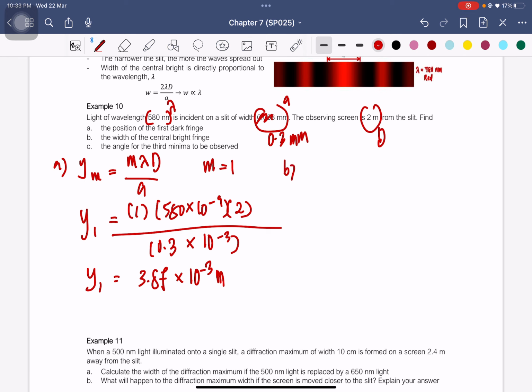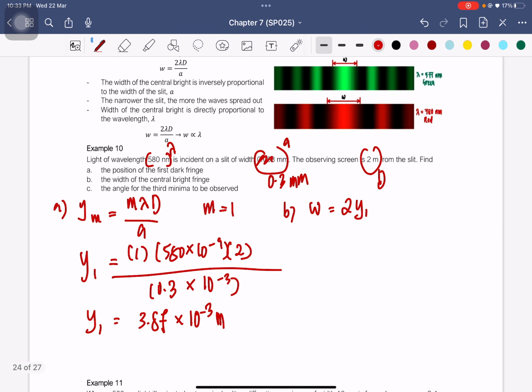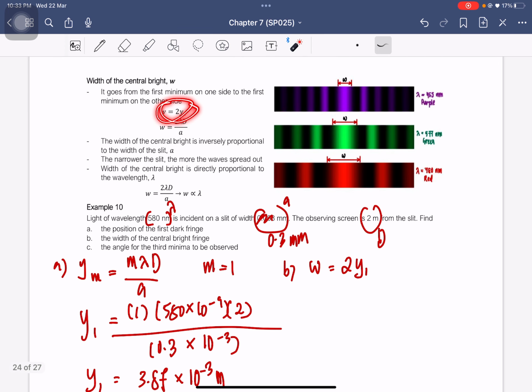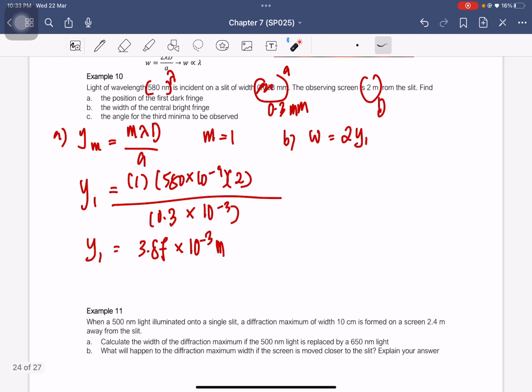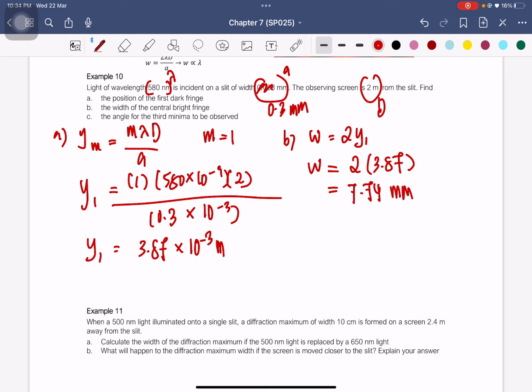Next, the width of the central bright fringe, that is just W equals 2 Y1. Y1, which is this one. This needs to go from the first minimum to the first minimum on the other side. That's why it's twice Y1, which is the first dark fringe. So that is just 2 times 3.87, which gives you 7.74 millimeter. That is the width of the central bright fringe.